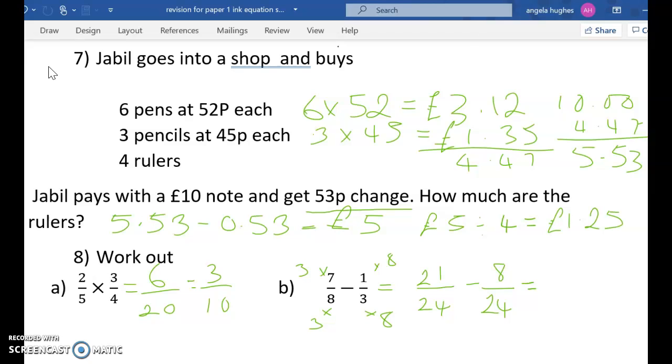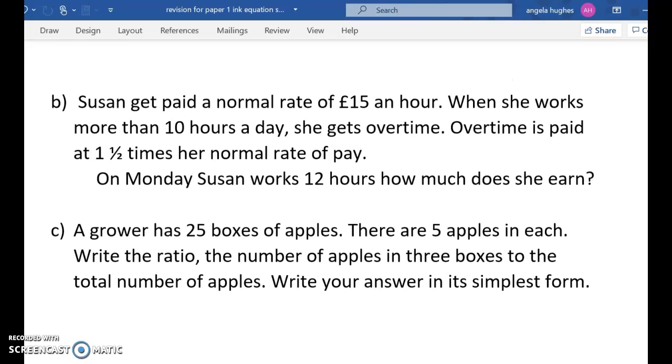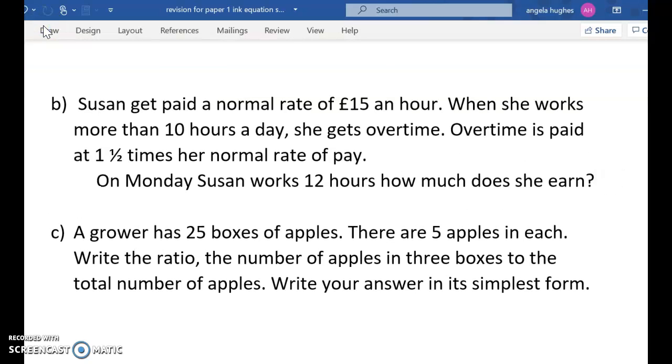We can now take away the tops. So 21 minus the 8 is 13 out of 24. That's your final answer. Okay then, right, so these are worth more marks because you have to do a bit more work. So here we go. So we're going to now do these more complex questions.